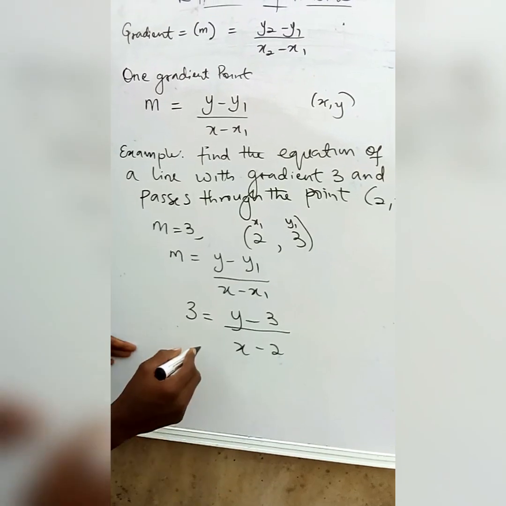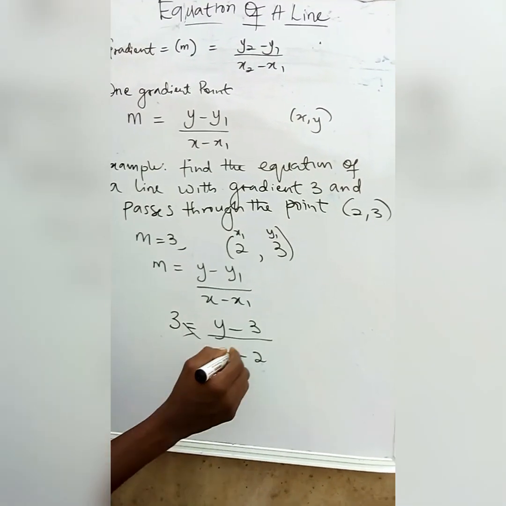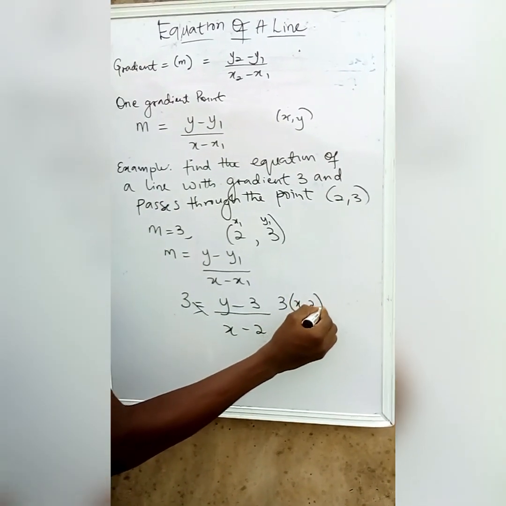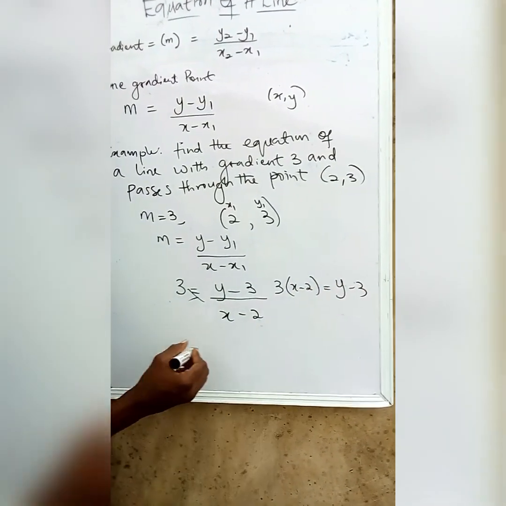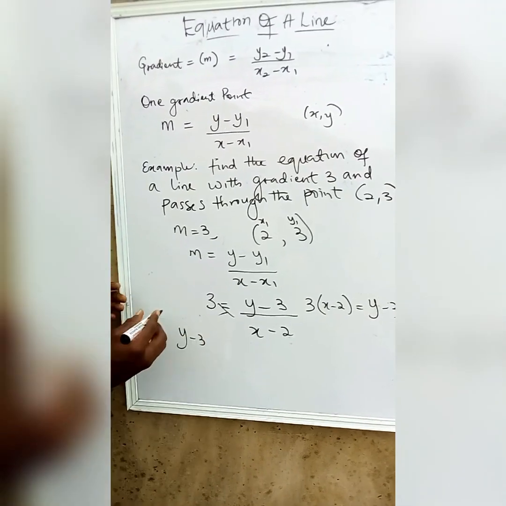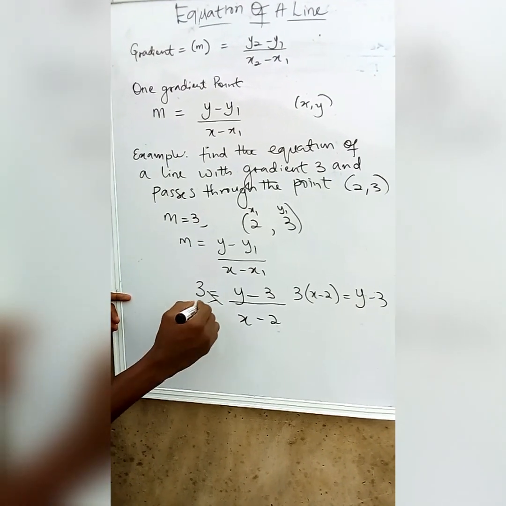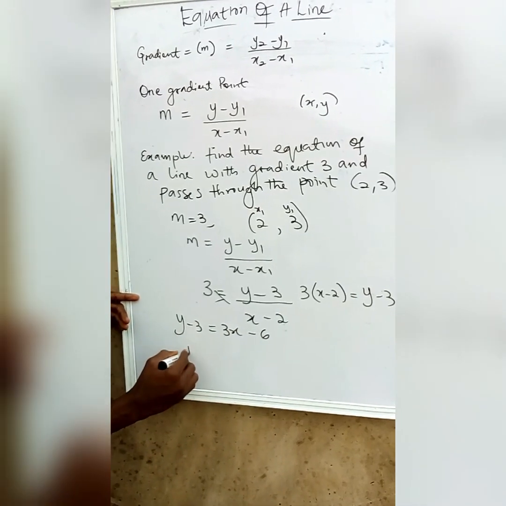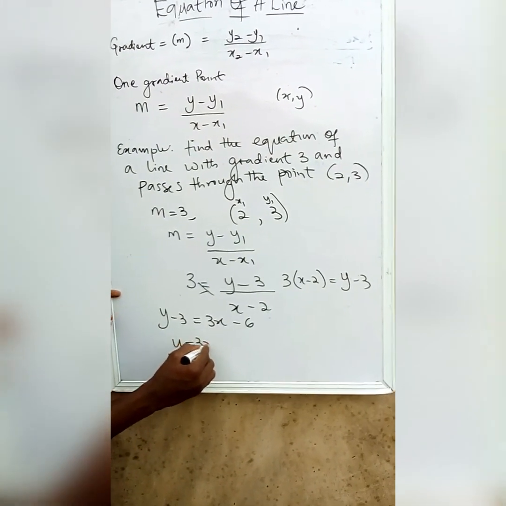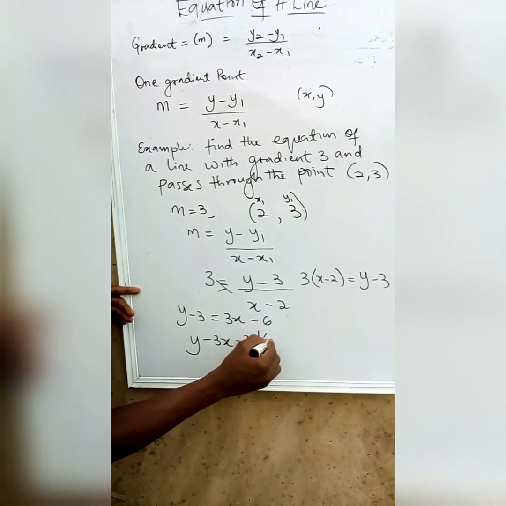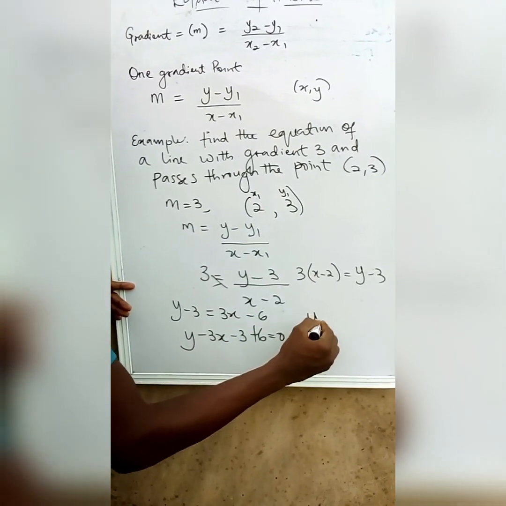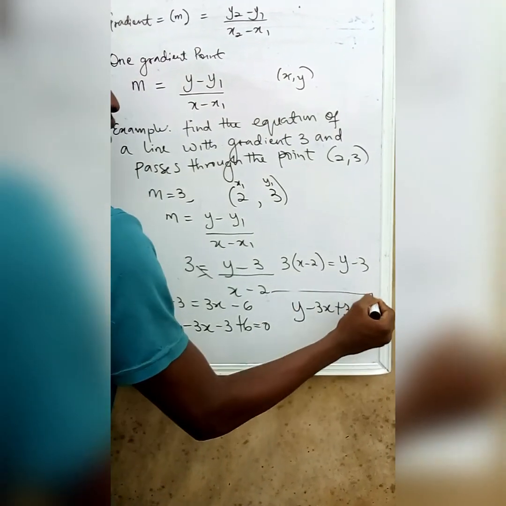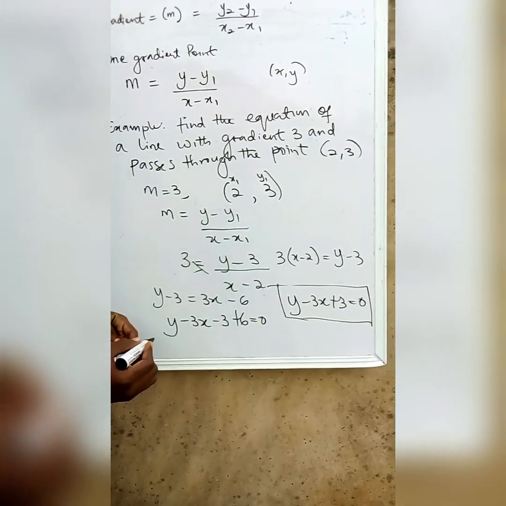2. So from here you can cross multiply, then you have 3 into brackets x minus 2 is equals to y minus 3. You can write it that way. Y minus 3 is equals to 3x minus 6. Bring everything over: y minus 3x minus 3 plus 6 is equals to 0. So y minus 3x plus 3 is equals to 0. That is the equation of that line. Thank you.